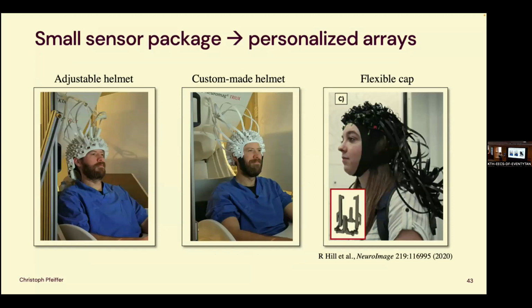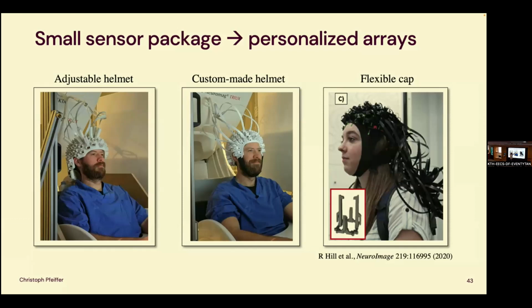There's mostly nowadays 3 different versions of this, what I call personalized arrays. So personalized to the person or to the individual scalp. One is similar to the one we just saw, an adjustable helmet. So you have a fixed helmet with slots where you can adjust the depth. So you just push them as far until they meet the head. Then you can make a helmet just for the person.